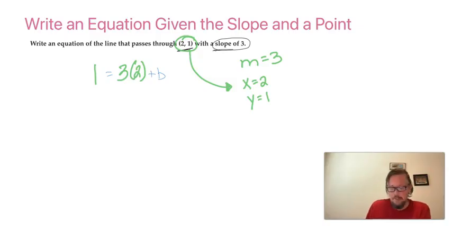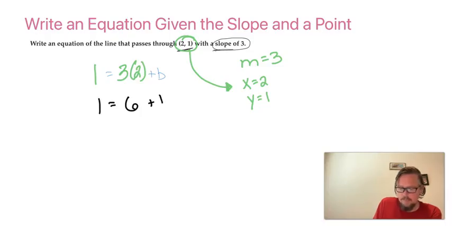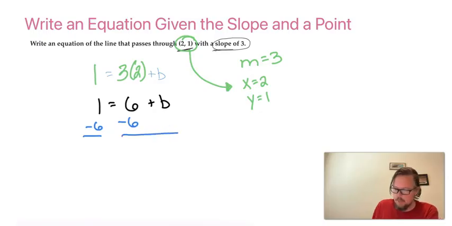So I can solve it for b. Let's go ahead and do that. 3 times 2 is 6. So I've got 1 = 6 + b. And this is a one-step equation to figure out what b is. I'm just going to subtract 6 on both sides using the subtraction property of equality.